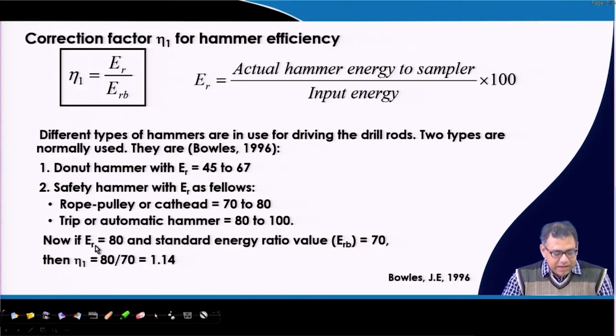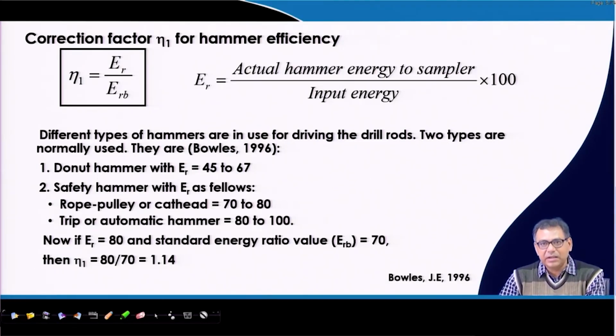Now, suppose your ER is 80 and you want to express that N value, which you measured by applying ER equal to 80, to a standard energy ratio of 70. For example, you are applying 80% energy, but now you want to express them in 70% energy. So, you applied more energy, but you want to express them in less energy. Definitely when you express them in less energy, your measured N value will increase, because during the measurement you applied more energy.